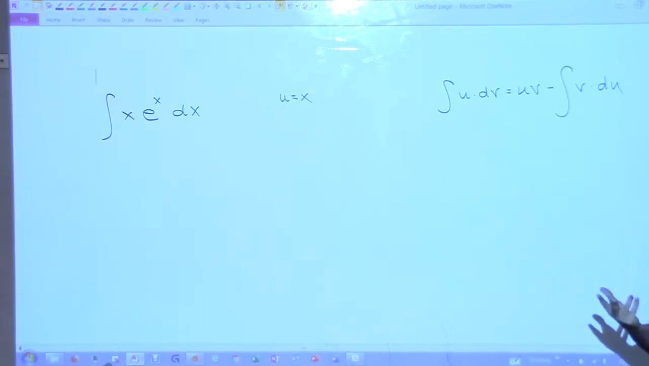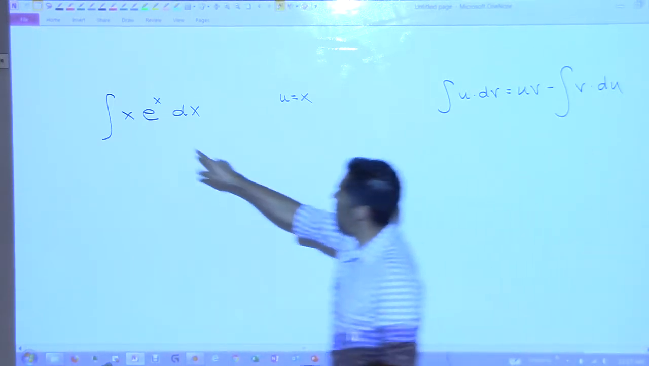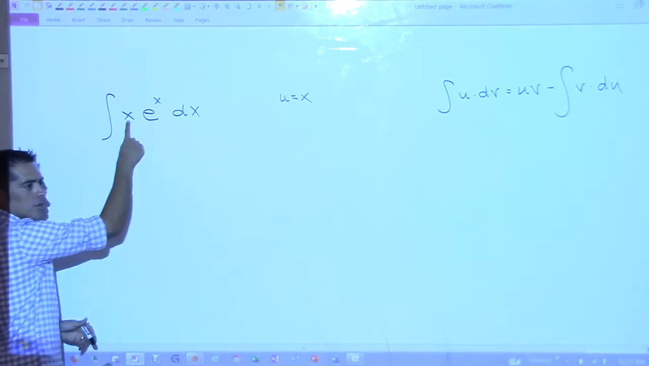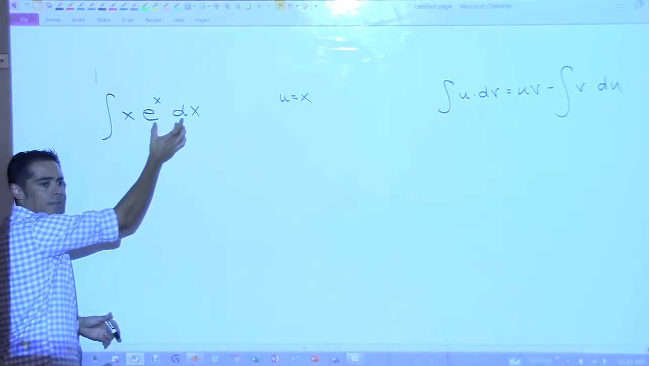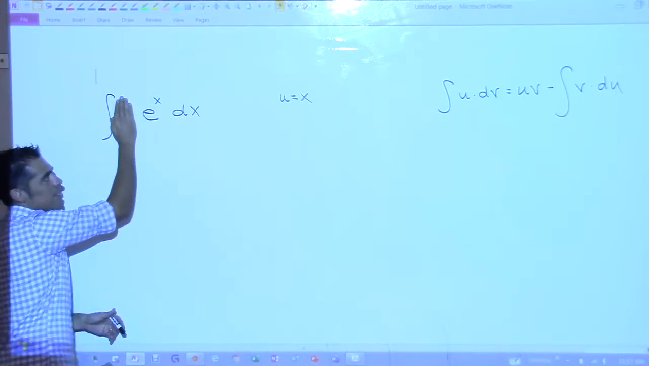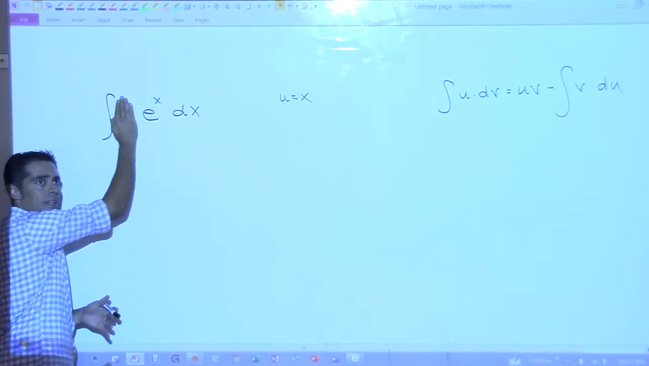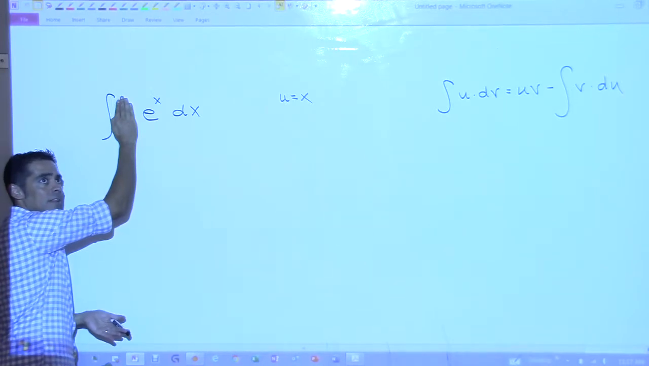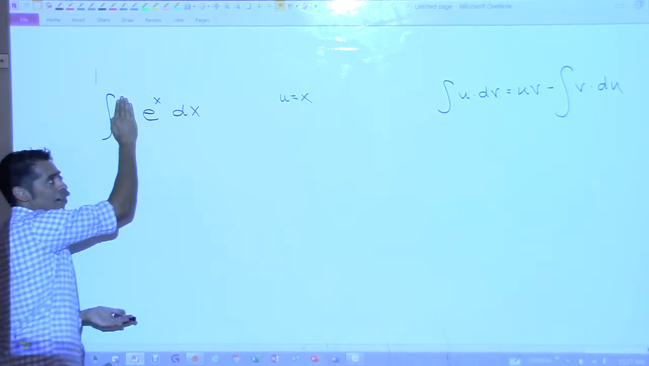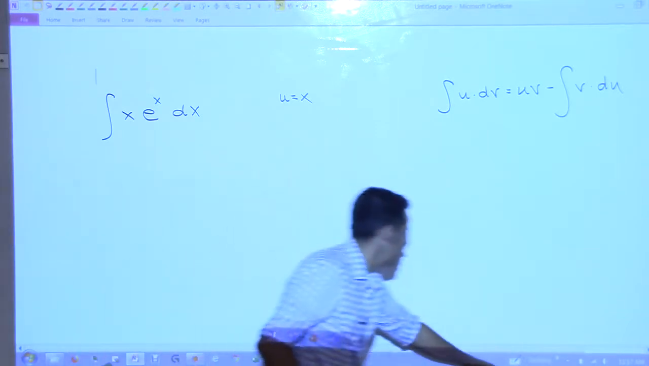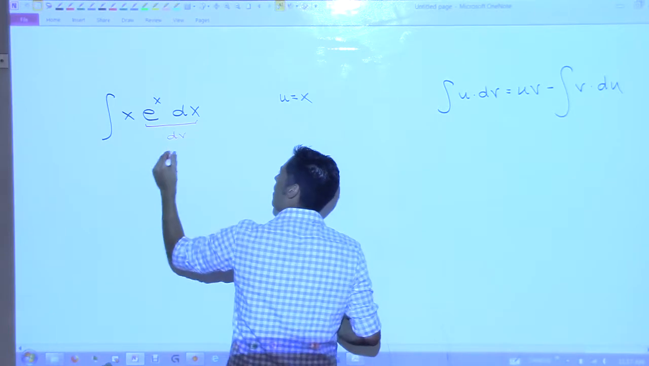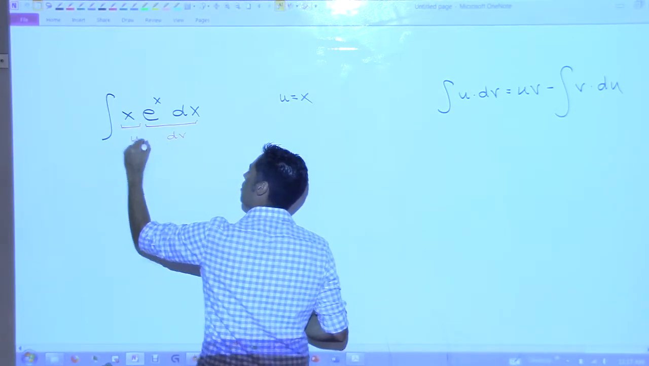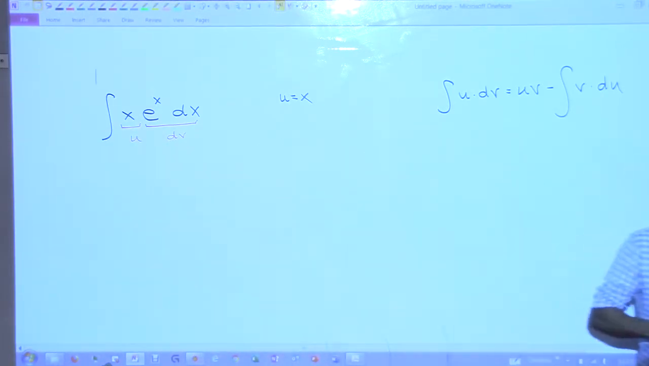And we actually have two choices. We could let this be u, right? That could be u, and this e to the x dx, that part right there, could be the derivative of something. Do you agree that e to the x dx by itself is the derivative of what? That's the derivative of e to the x, right? So that piece right here could be the dv. And then that would force this piece to be my u. That's one way I could have looked at it.